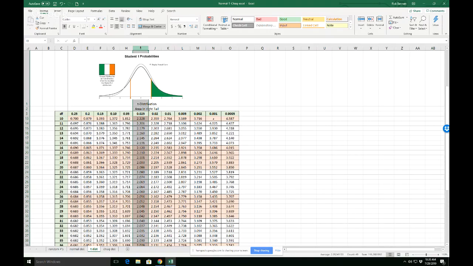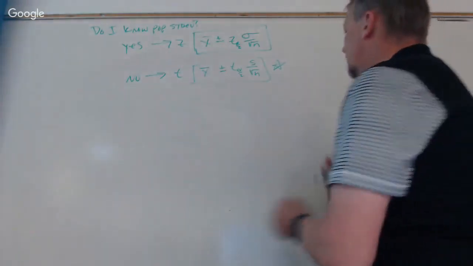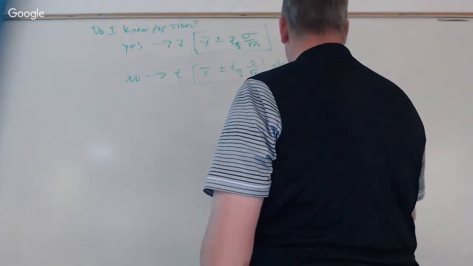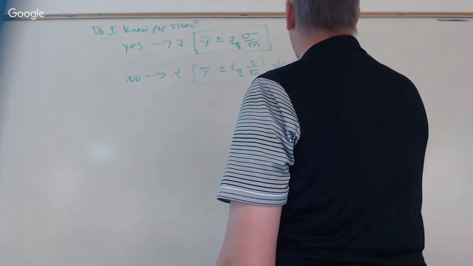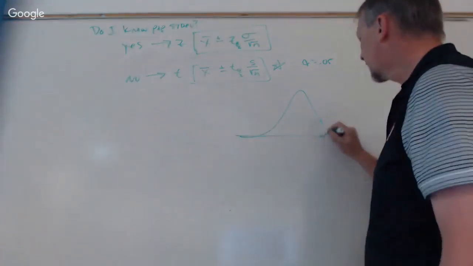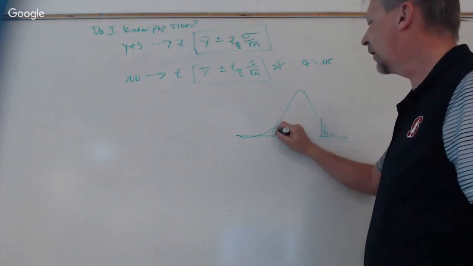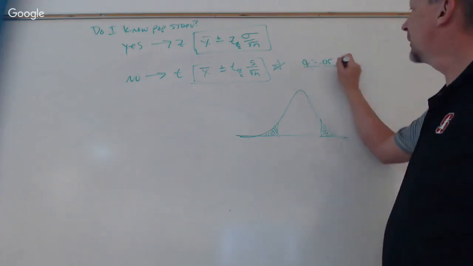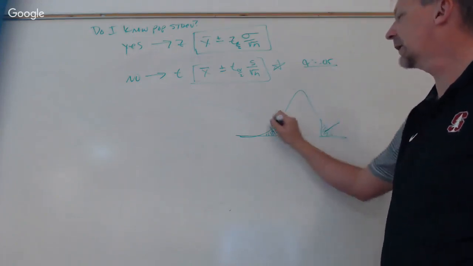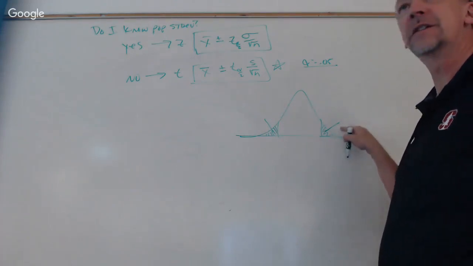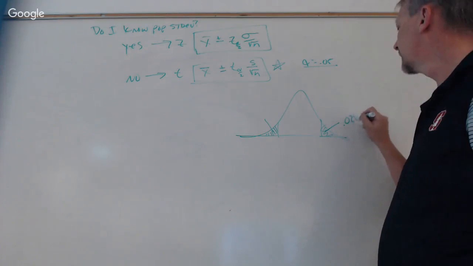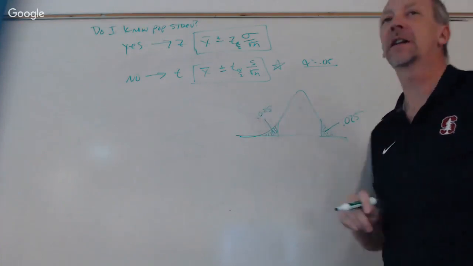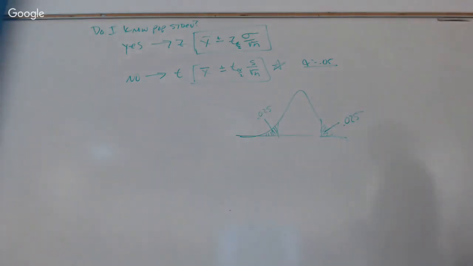Okay, should I draw my picture? Let's draw it just to make sure. So we've got a confidence interval. My alpha equals 0.05, so it's going to be two-sided. Confidence intervals are always two-tailed in our class. If my alpha is 0.05, I want half of it here and half of it here, and the half is .025 and .025. That's why I look at the .025 column. Does that make sense?